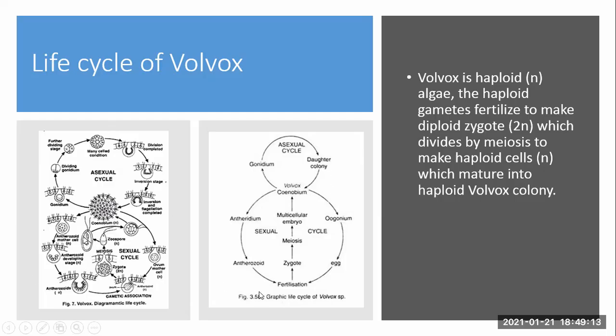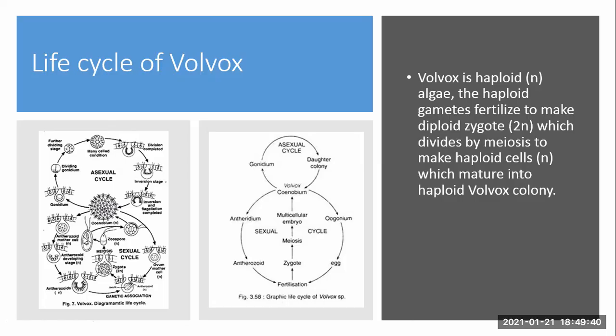This is the graphical representation of the Volvox life cycle, and this is the diagrammatic representation of the life cycle. We easily see this is the Volvox colony. Gonidium is formed. After division, the many-cell stage is present, and after inversion, the coenobium Volvox colony is formed.